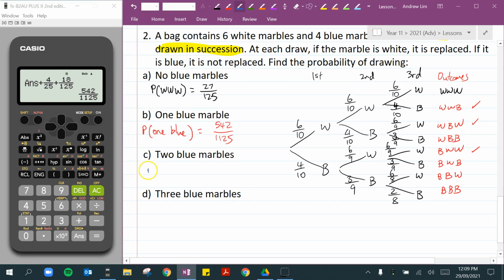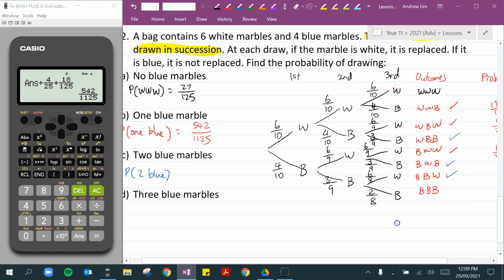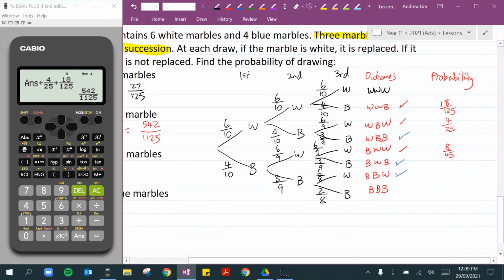Okay, question C, the probability of 2 blue. So that's this one here, and this one, and this one. So let's work out those probabilities. The first one, white, blue, blue. 6 out of 10 times 4 out of 10 times 3 out of 9. 2 out of 25.